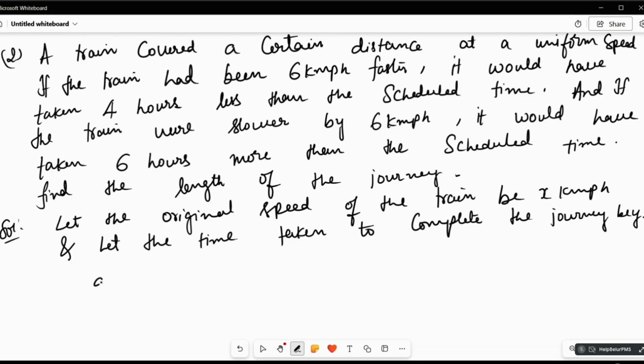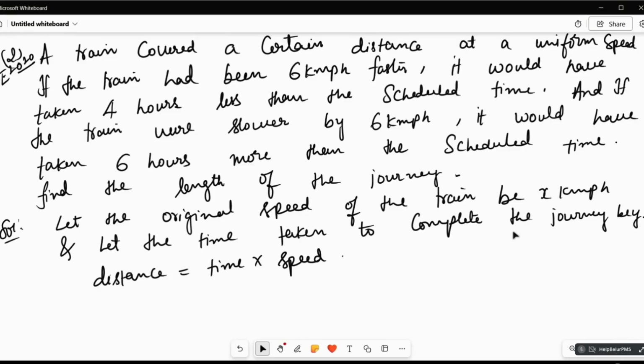The key thing we are taking here is distance. Distance is equal to time into speed. This is a 2020 recently given exam question. Now, see, first it is going at a uniform speed. At that time, we have taken the original speed.